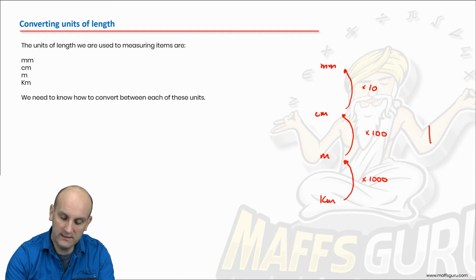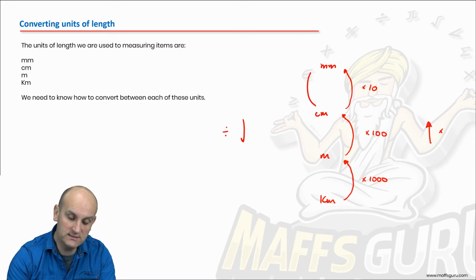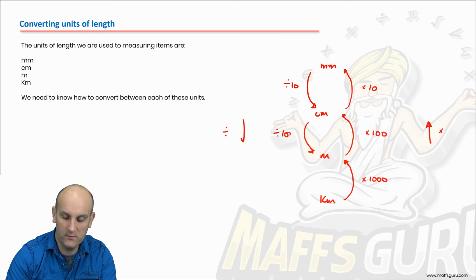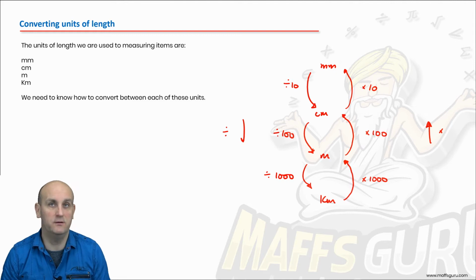Now, if I go this way and I multiply, then to reverse and go that way, I'm going to divide, but by the same amount. So millimeters to centimeters, I divide by 10. Centimeters to meters, I divide by 100. And meters to kilometers, I divide by 1,000. And seriously, put that in your summary book. Life is good. If you can remember it, even better.